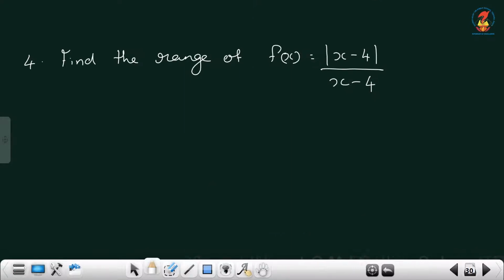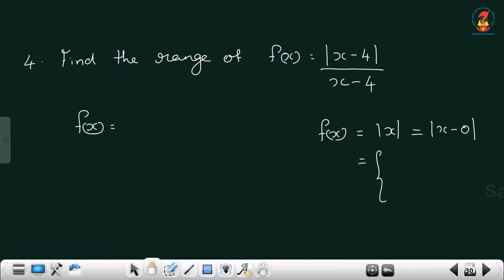Next one, find the range of f of x. F of x is given as modulus x minus 4 by x minus 4. So if a mod function is given, we can redefine it. For mod x, we can write mod x as mod x minus 0.